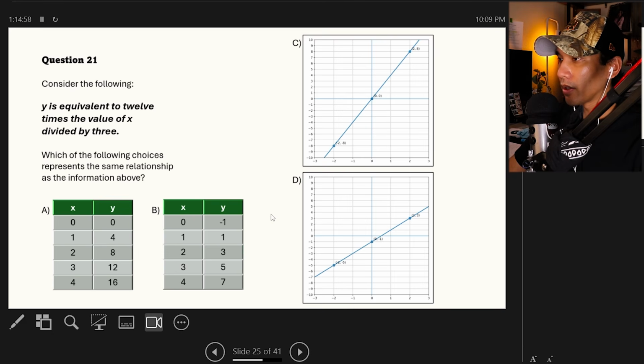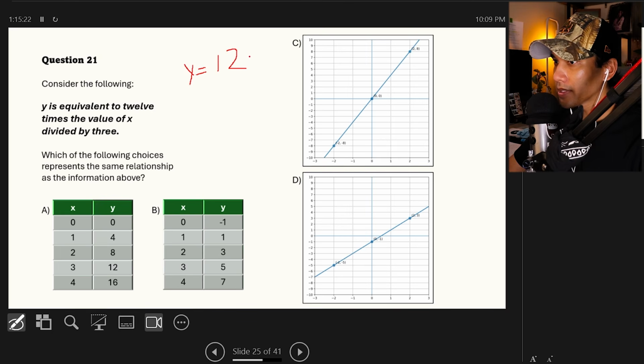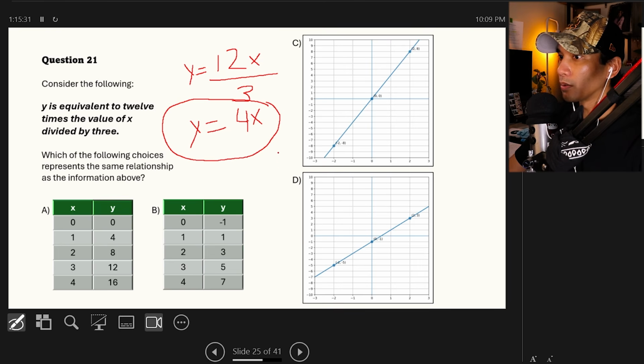So here we go again. This is the same type of problem with a little bit of difficulty here because we have a word problem that we need to convert to y equals mx plus b. Y is equivalent to 12 times the value of x divided by 3. So how you would read that is y equals 12 times the value of x over 3. All that simplified is 4x. That's the equation we're working with.